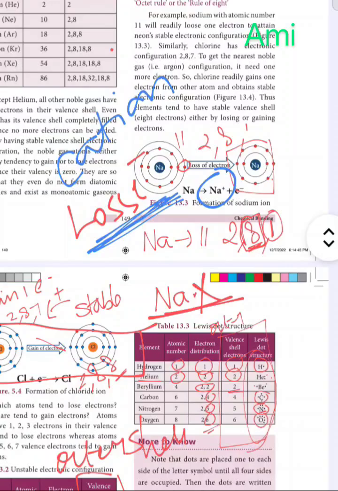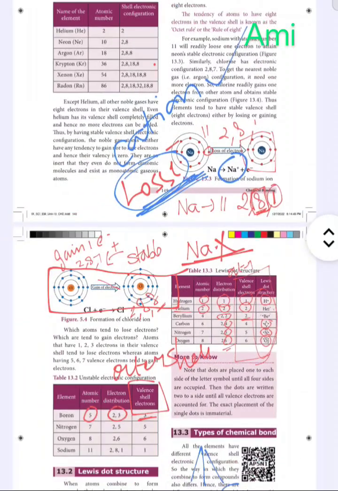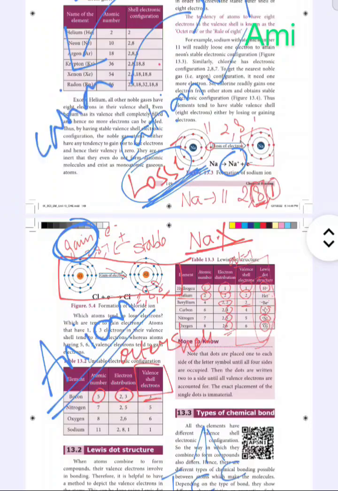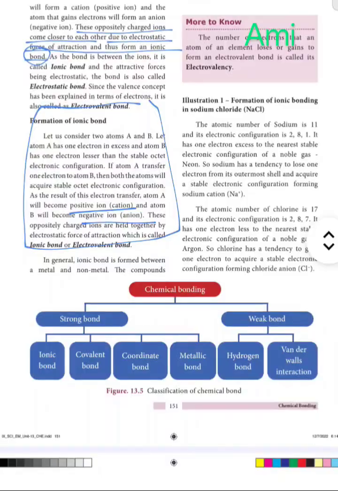When an atom loses or gains an electron, it becomes an ion, and there are 2 types of ion. When the atom loses an electron, it becomes a positive ion, that is a cation, whereas when an atom gains an electron, it becomes negative in charge, that is an anion. So any atom which either loses or gains an electron is said to be an ion. When it gains an electron, it is an anion. When it loses an electron, it is a cation. Fine. Till this it's clear? Okay.